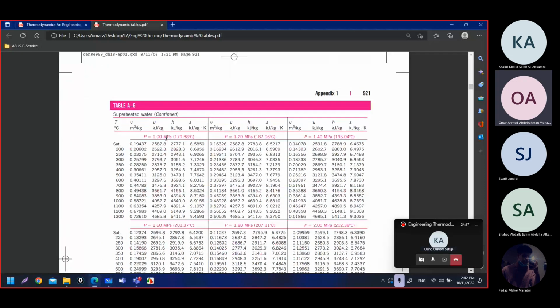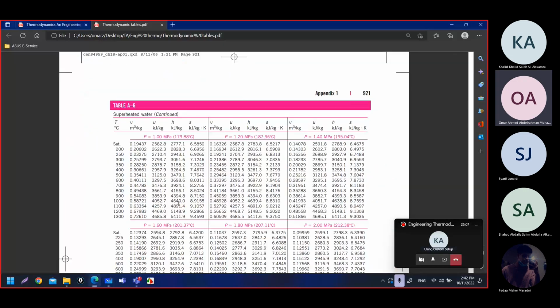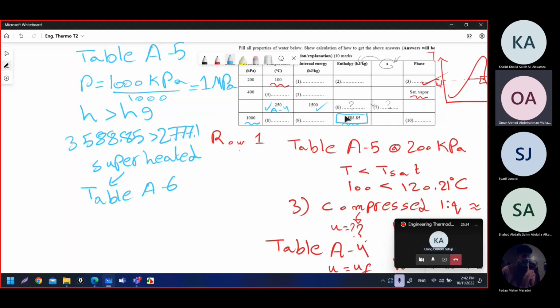Now I have different values for enthalpies, and I want to know where my enthalpy is. My enthalpy is 3588.85. It is between these two numbers. Of course, it is not obvious that if you add these two numbers and divide by 2, it will give my enthalpy, so my enthalpy is exactly in between.